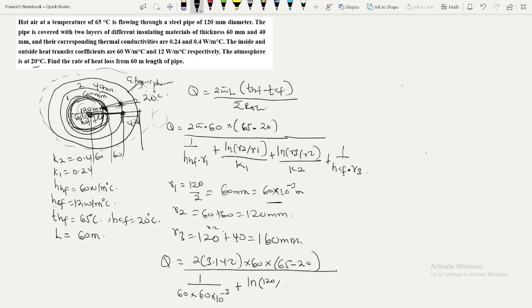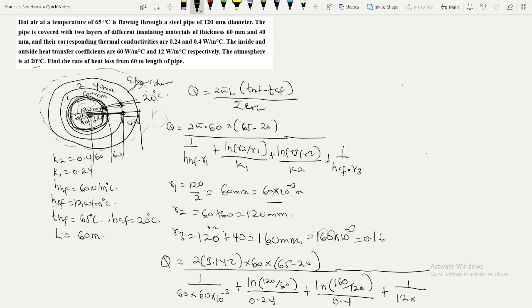So 120 divided by R1, which is 60, all over K1, which is 0.24, plus ln R3, which is 160, divided by R2, 120, all over K2, which is 0.4, plus from the outer insulation to the atmosphere, 1 over the h of the cold fluid, which is 12, times R3. You have to convert it into meters, so R3 is 0.16 meters, times 0.16 meters.